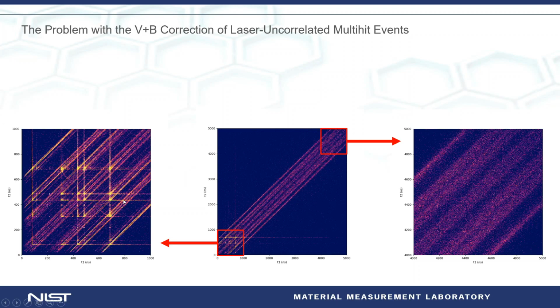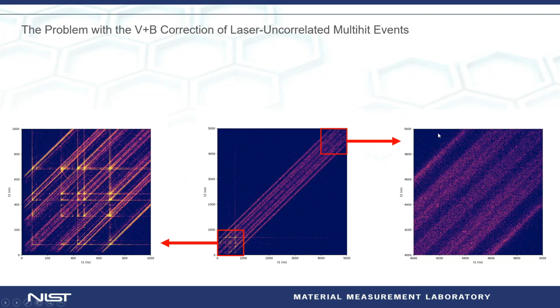In the lower left quadrant of this time correlation histogram, what you see is a lot of cross peaks, as you'd expect, and you also see these diagonal lines, which are the events that are correlated to each other, but uncorrelated to the laser pulse.